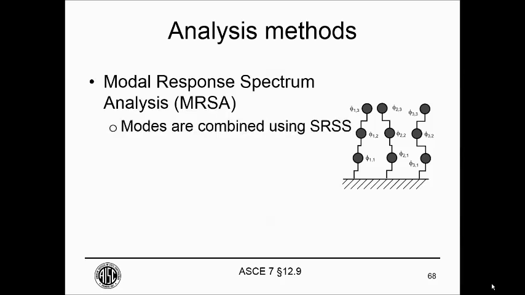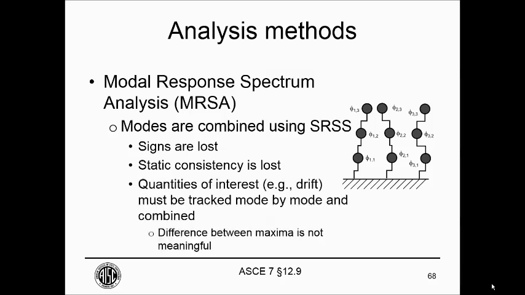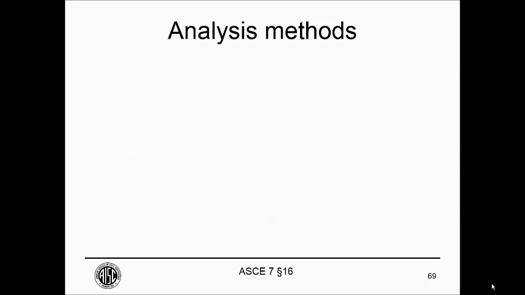The modes are combined using, say, the square root of the sum of the squares or the complete quadratic combination. In either case, we're losing the signs. Static consistency is lost. And any quantity of interest, such as drift, has to be tracked mode by mode and combined. So if you want to know the drift between the second and the third floor, you can't take the maximum drift at the third floor and subtract out the maximum drift at the second floor. That works for the ELF, but it doesn't work for the modal response spectrum analysis. Instead, you have to track that drift mode by mode and do a modal combination.